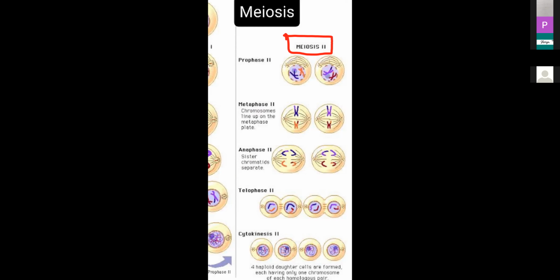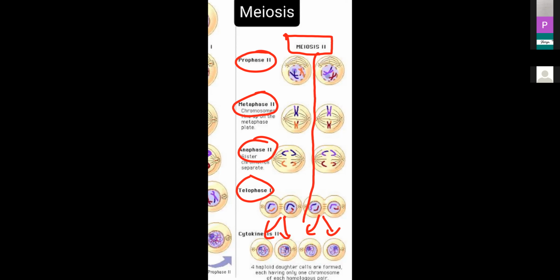And in that also there are typically 4 phases: prophase 2, metaphase 2, anaphase 2, and telophase 2, and cytokinesis. If each one will give rise to 2 cells, the other one will also give rise. So altogether, how many? 4 cells will come into existence, and that's gonna be called as tetrad of the cell. If the previous one was known as dyad of the cell, this is gonna be called as a tetrad of the cell.